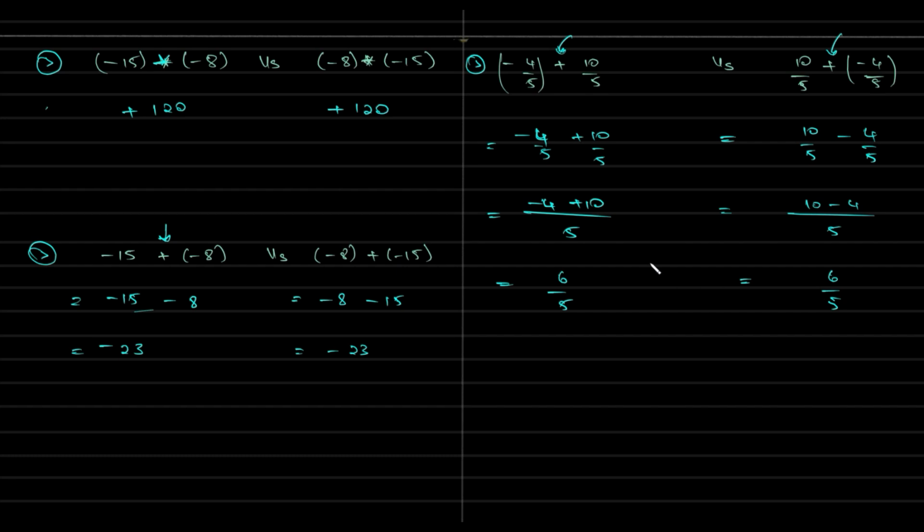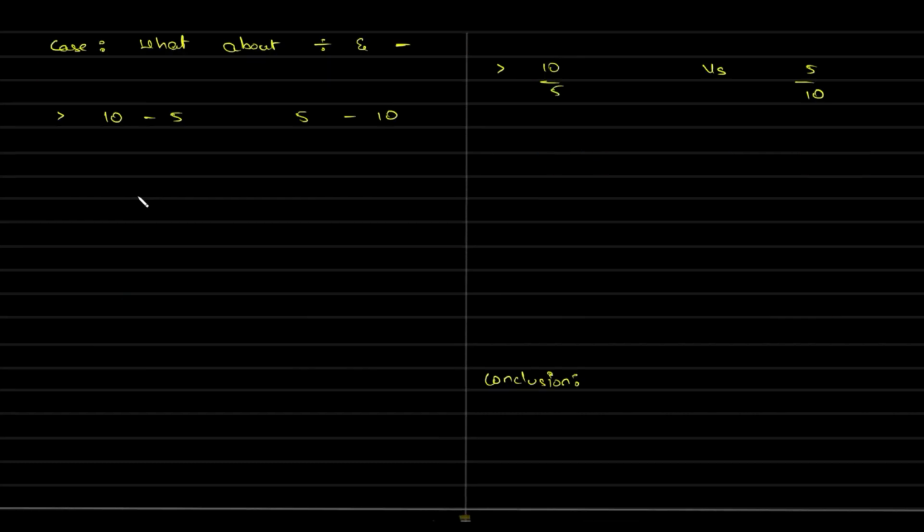So now let's look into division and subtraction. So what about division and subtraction? This is what we wanted to understand, right? So we're looking at that case. So let's look at this. 10 and 5 are the numbers. The operation is subtraction. Okay, you need to understand this. Here the negative sign talks about the subtraction operation. So 10 minus 5 is 5.